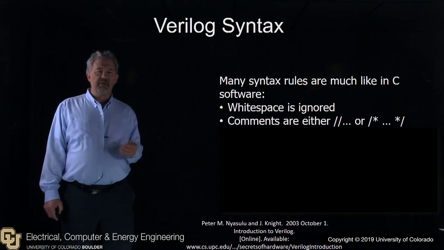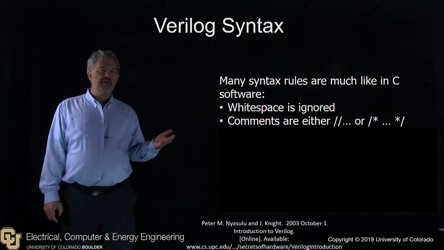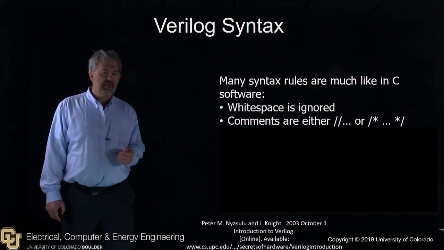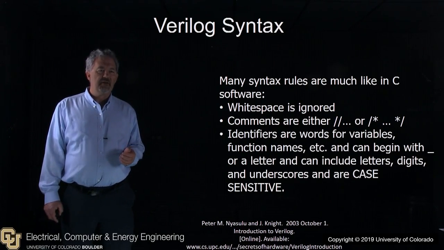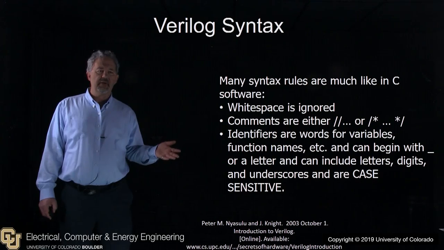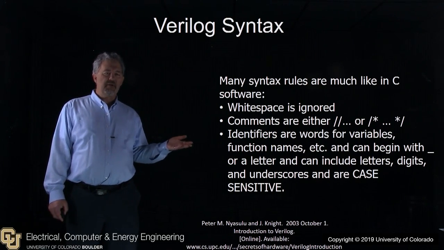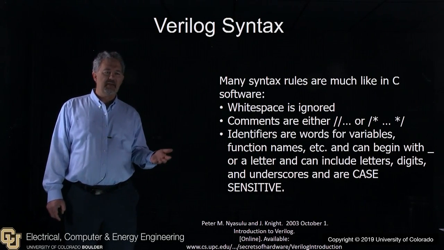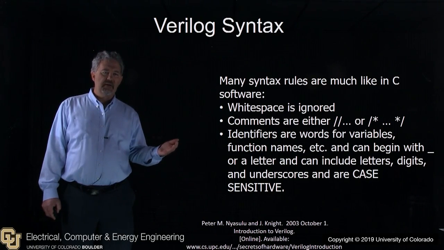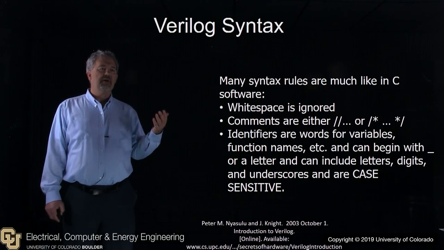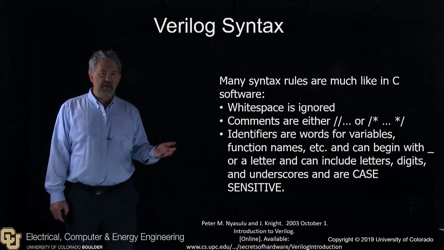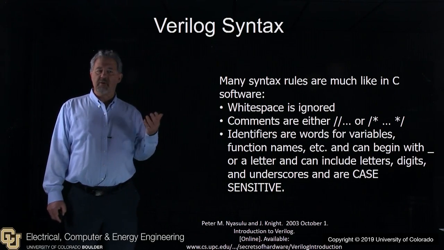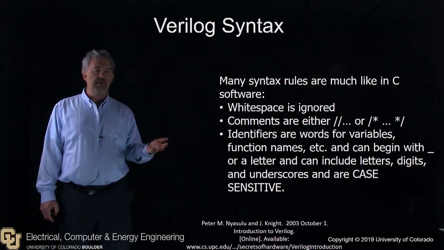In Verilog, white space is ignored. Comments are either started with a double slash or a slash asterisk, similar to C. Identifiers are words for variables, function names, etc. They can begin with an underscore or a letter, can include letters, digits, and underscores, and are case sensitive, unlike VHDL, which is not case sensitive. So if you capitalize a particular variable name and then you have an uncapitalized version of that, those are going to be two different variables within Verilog.